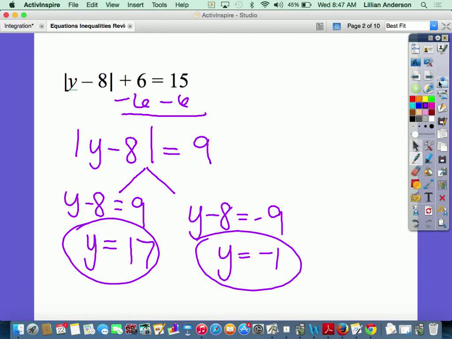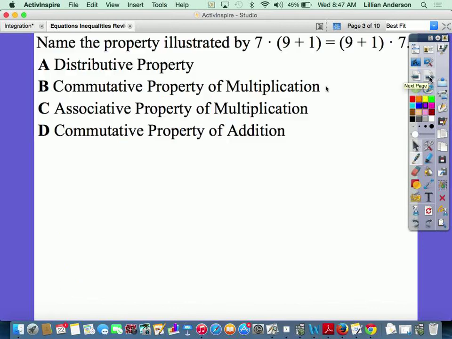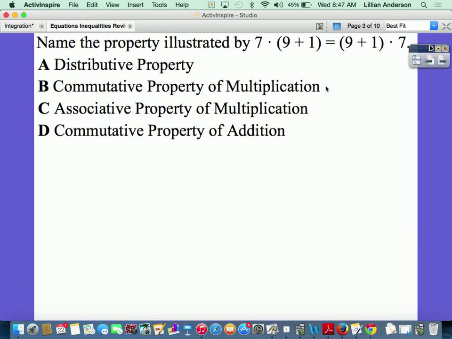Alright, so you gotta remember this. Remember absolute value equations: you need 2 equations, 2 answers. Yes? Cool. Let's keep it moving. It says name this property, illustrated by 7 times parenthesis 9 plus 1 equals parenthesis 9 plus 1 times 7. Which one of those properties is it?